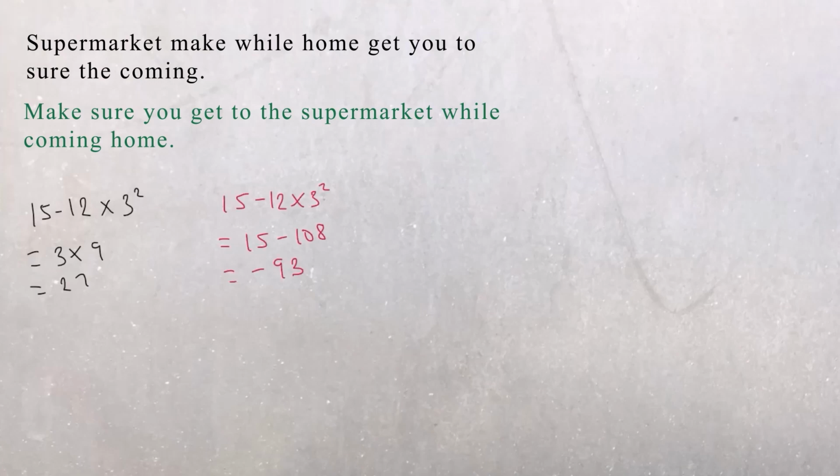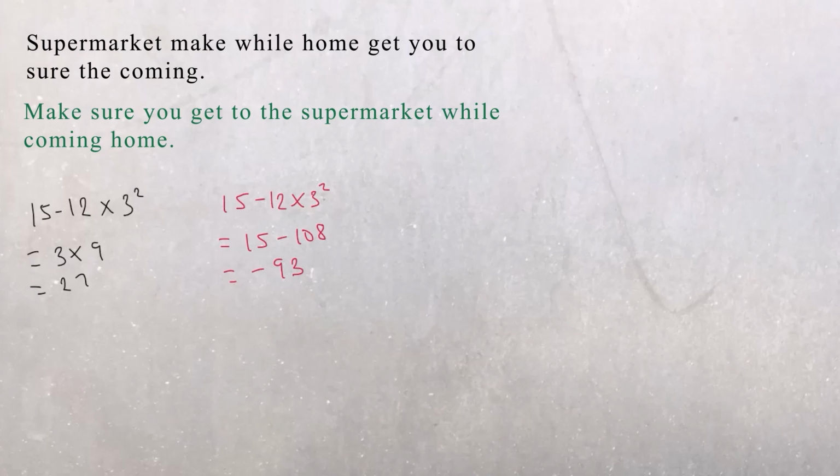When we are solving math expressions, if we don't follow some guideline rules called order of operation, everyone will just be arriving at different answers. Let's look at this example: 15 minus 12 times 3 raised to the power of 2. Solving this, one can arrive at 27. Another person can get minus 93. So following the rule is very important.